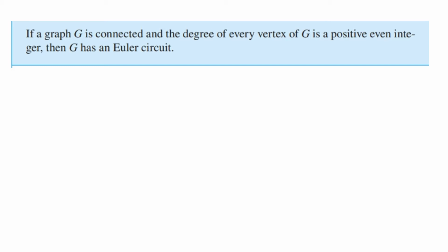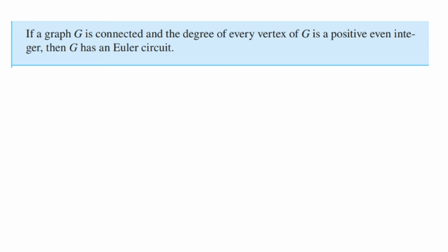We also concluded by stating this theorem, which we paused before proving because it's an involved proof. Even though the converse is not exactly true, if we mix in the notion of connectedness, then there is a converse of sorts. If a graph G is connected and the degree of every vertex of G is a positive even integer, then G has an Euler circuit. In contrast to many proofs that we will do, this proof is constructive in nature.